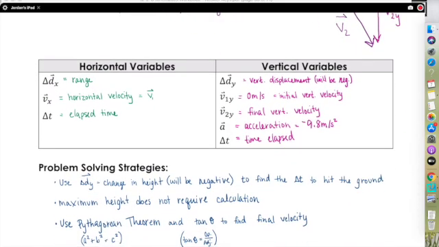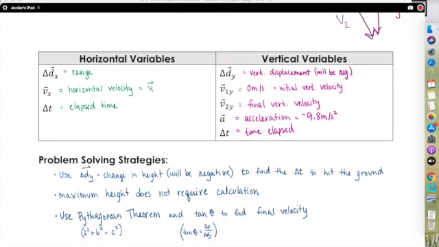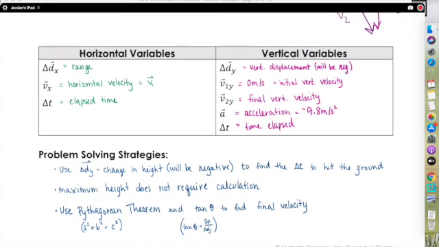So our different variables, for horizontal, we have 3 again, and then for vertical, we have 5. So for our horizontal variables, we have delta d of x, which is our range. So how far in the horizontal direction did the object get? Our vx is our horizontal velocity. Remember, it's going to equal our v1, so that'll be given in the original problem. And then our delta t is our elapsed time.